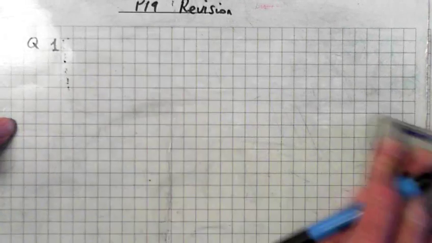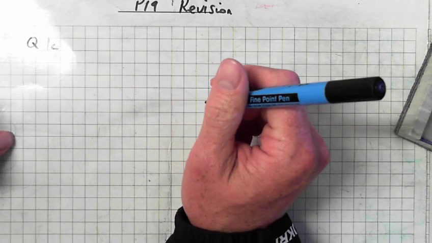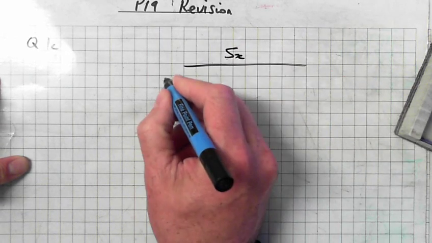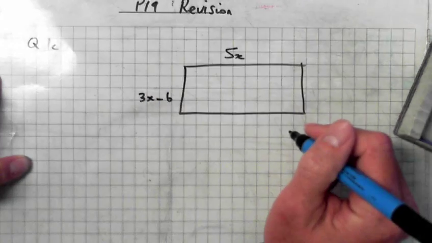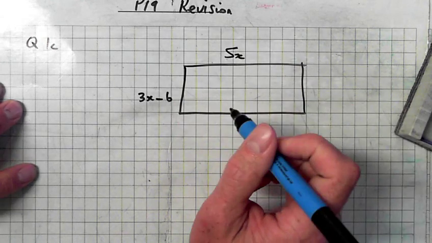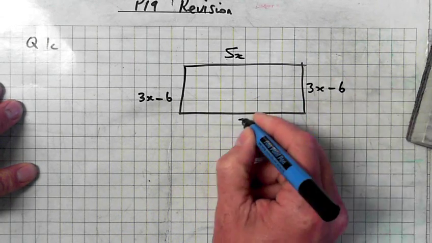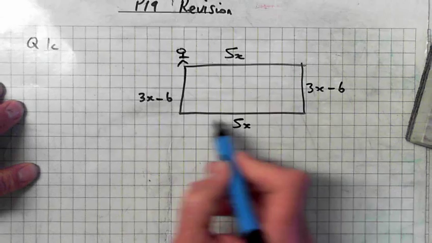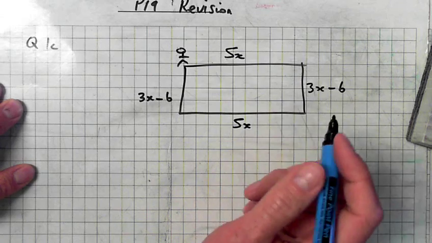Okay, part C. Write an expression for the perimeter. So the length is 5x, the width is 3x minus 6. What is the expression for the perimeter? The perimeter is when you walk around the shape. So if I start over here and I walk around, alright, so I have to add them all together.